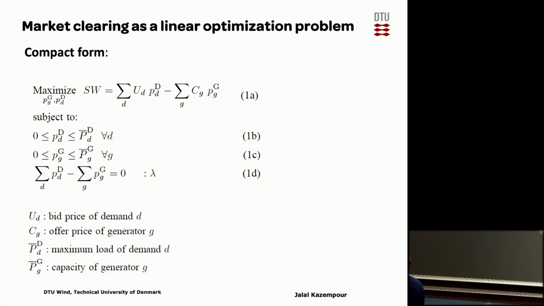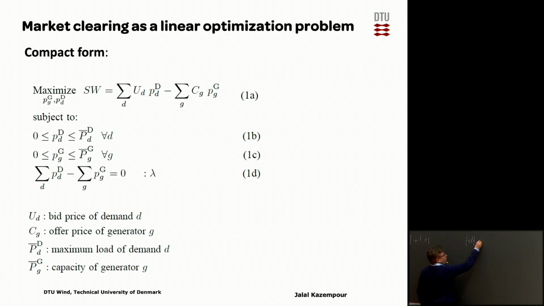So how many constraints do we have in total? It's the number of demands plus the number of generators plus 1. This is the number of constraints you have. And therefore, this is the number of dual variables you have. Clear? Good. So this is the compact form.